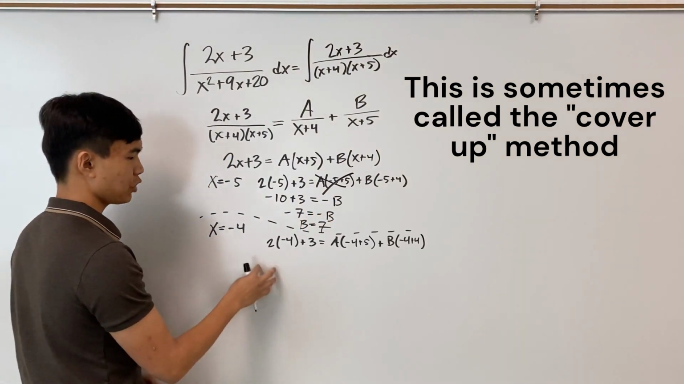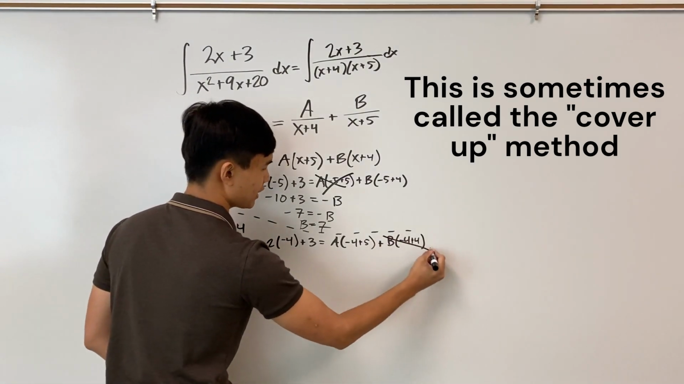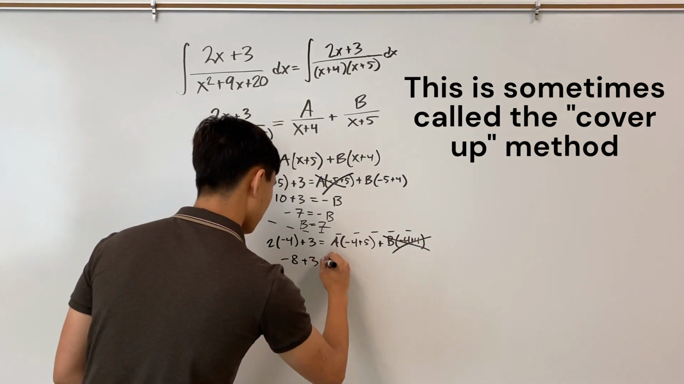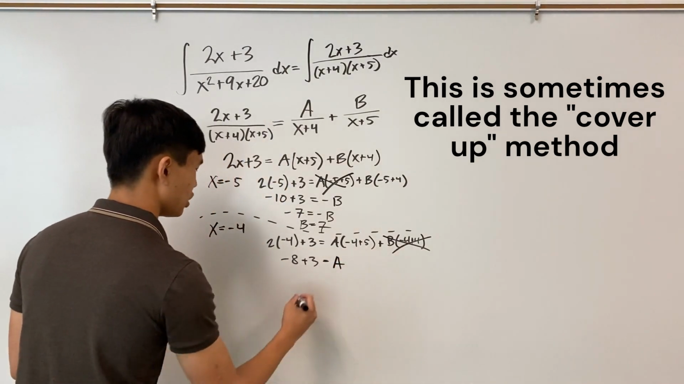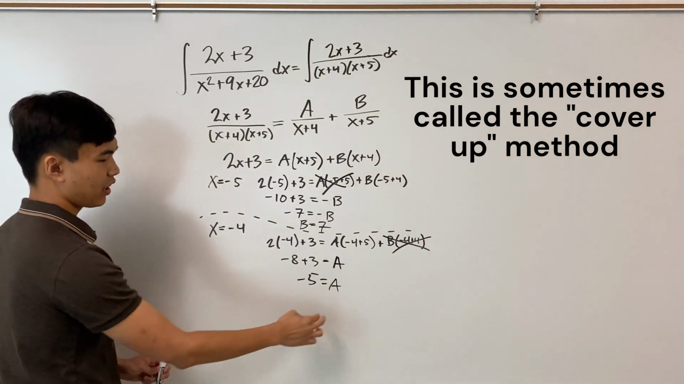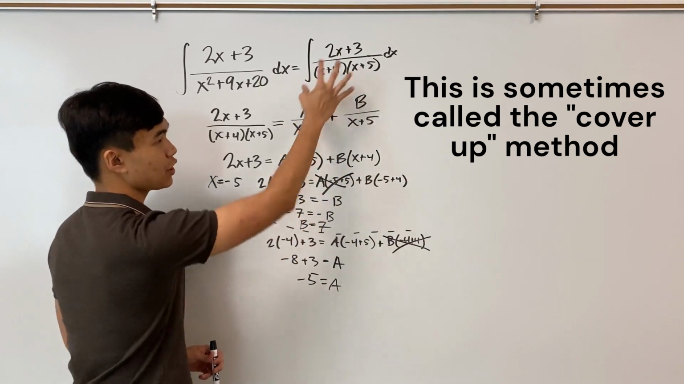And when I plug in x equals minus 4, we get this, and minus 4 plus 4 is 0, making this term go to 0. So we have minus 8 plus 3 equals, so here minus 4 plus 5 is 1. This is just a. So we see that minus 5 equals a. And now that we found our a and b, all that's left now is to put these back in here and then substitute in our integral.